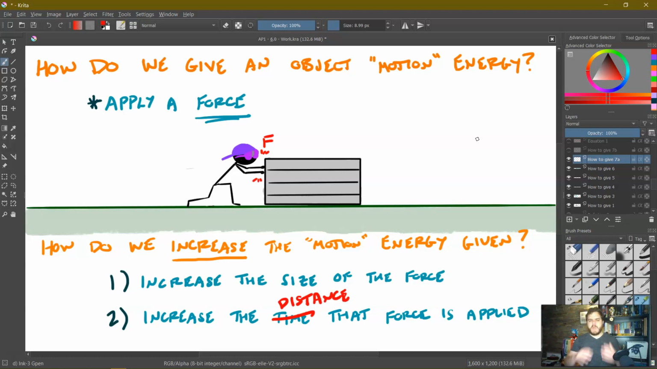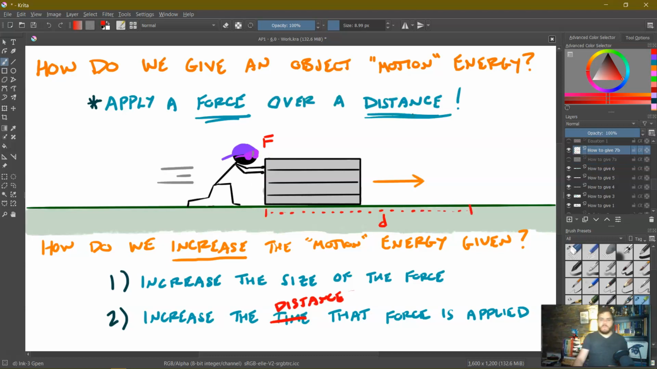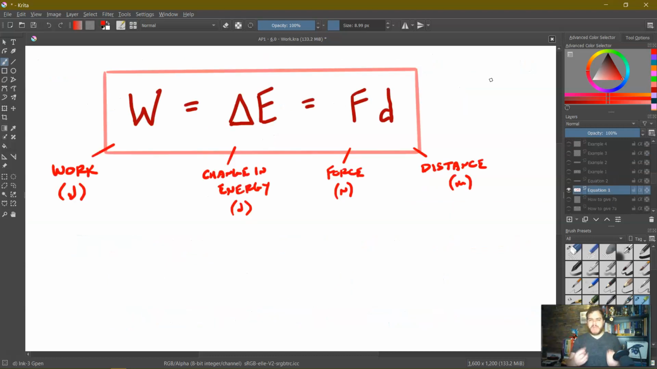So rather than applying a force for a length of time, let's apply a force for an actual length, for a distance. We must push this object through space for it to gain motion energy. If it's not moving, then it has not gained any motion energy. So not only applying a force, but it must be applied over a distance. And in fact, this gives us a direct connection between work and a concept we've already learned, which is force and, for that matter, motion.